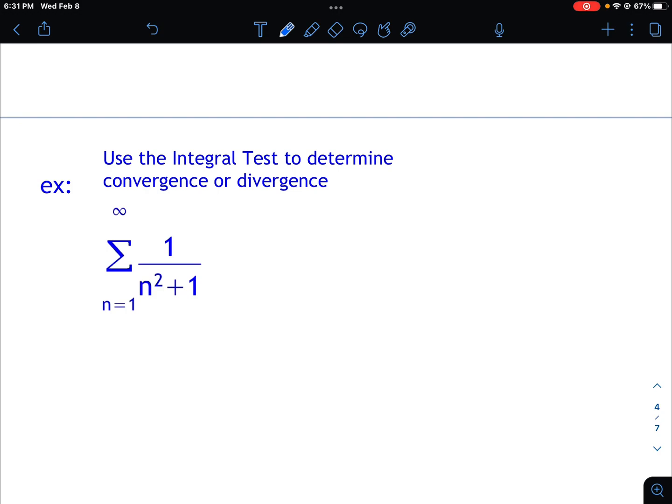Okay, so first off, let's go ahead and write a few out. We have to ensure that they're always going to be positive, always going to be decreasing, and continuous on the interval from 1 to infinity. Okay, with this, if we plug in 1, we're going to get 1 over 2, plus 1 over 2 squared plus 1 is 5, plus 1 over 10. So it's looking very similar to the prior one. Okay, so first off, we know that it's going to be positive. Okay, decreasing.